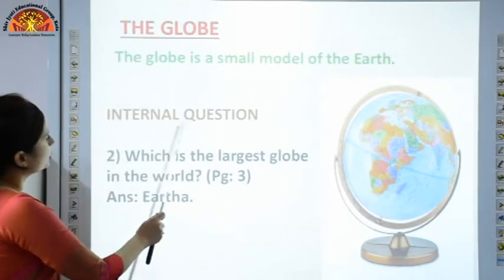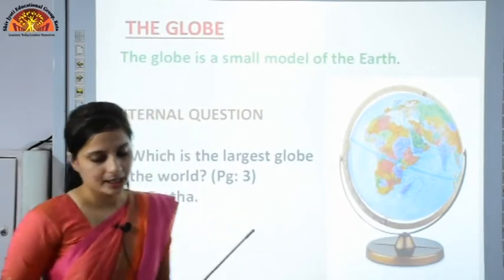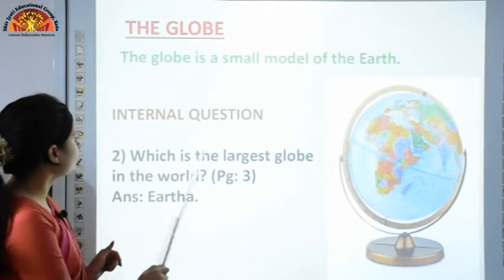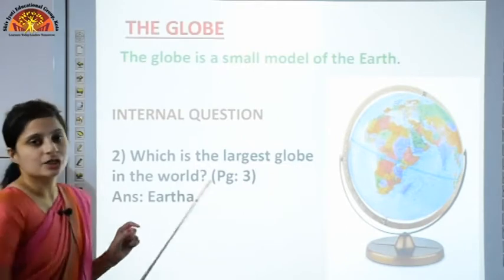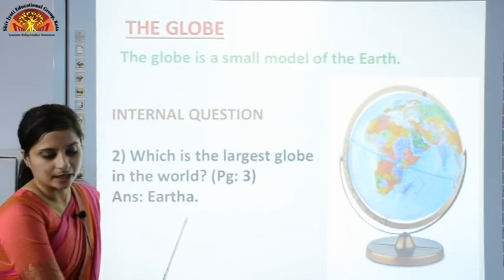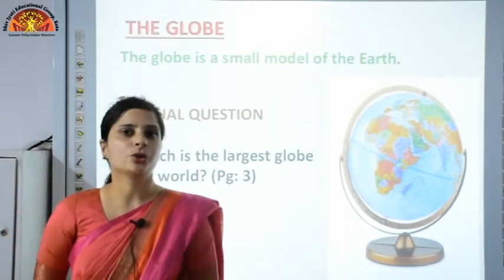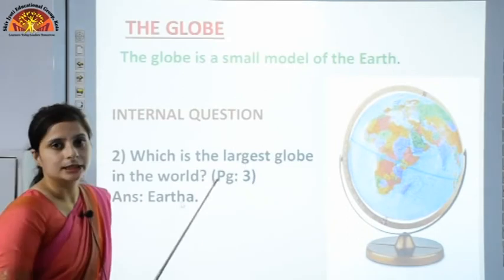Now over here also you have an internal question. Take out page number 3. In the Did You Know column, you will find the internal question over there. Which is the largest globe in the world? Just write down the question in your book and mark the answer. It's Eartha. Page number 3, Did You Know column, you will write this question and the answer is Eartha.